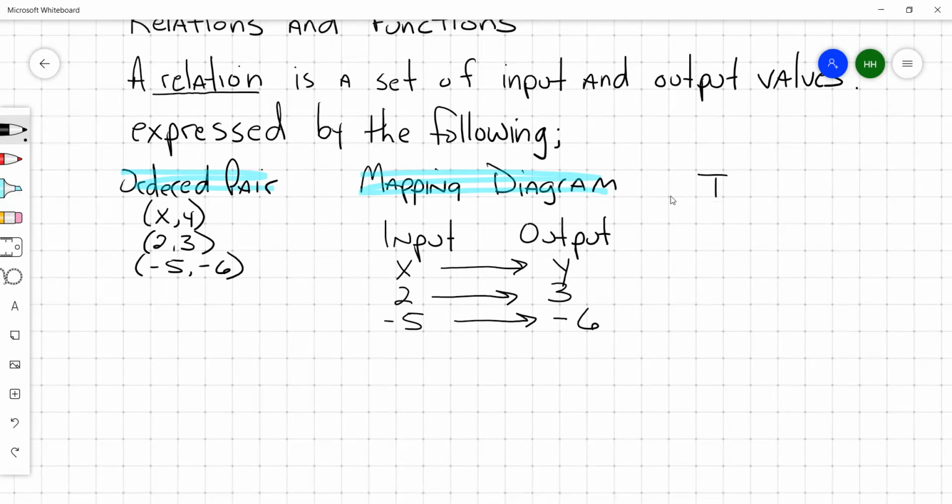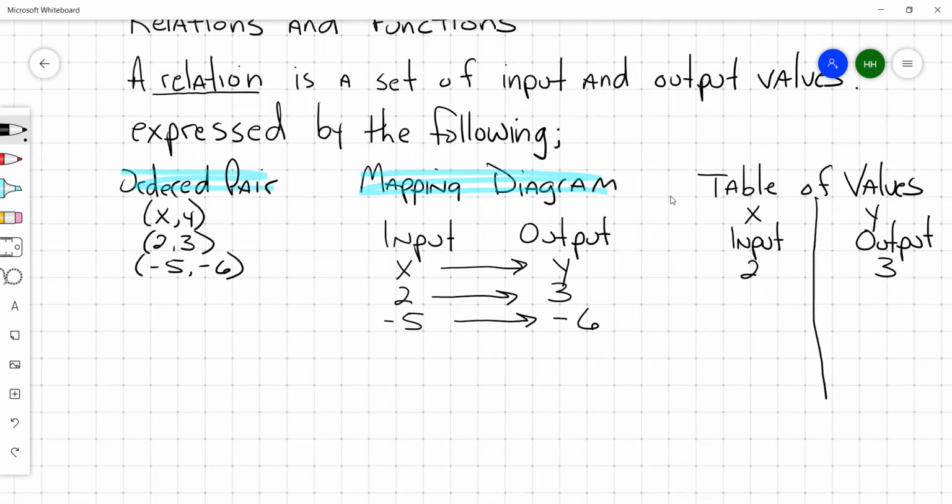It can be expressed as a table of values, where you've got your X's and your Y's, your input and your output. So when you have a 2 and a 3, there's your table of values. Sometimes you see it like this. You input a -5, you get a -6 as an output. So those are 3 of the ways that you can express a relation.